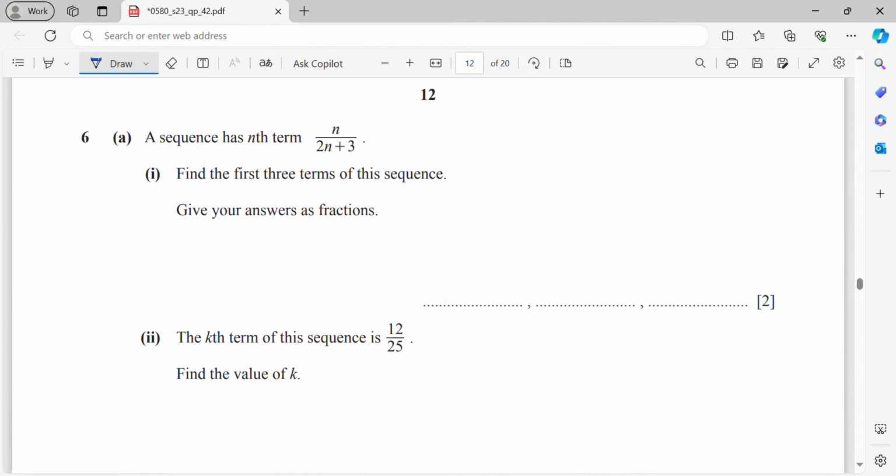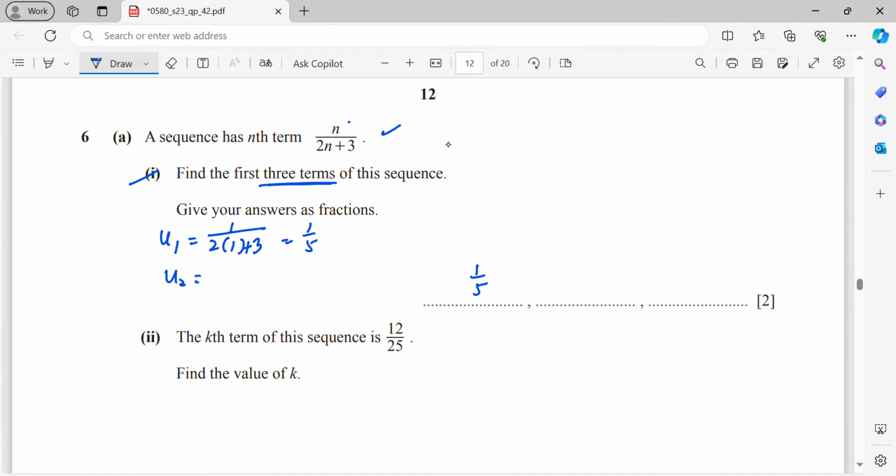Alright, now next question, number 6. A sequence has nth term n over 2n plus 3. First part, find the first 3 terms of this sequence. First 3 terms means that when n equals 1, I will get 1 over 2 brackets 1 plus 3, which is 1 over 5. So that is my first term.